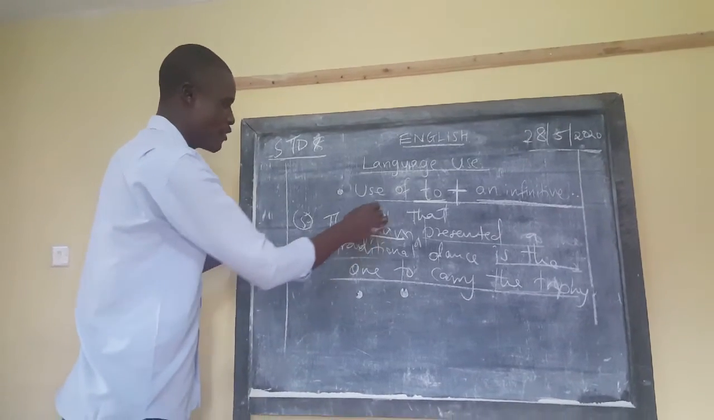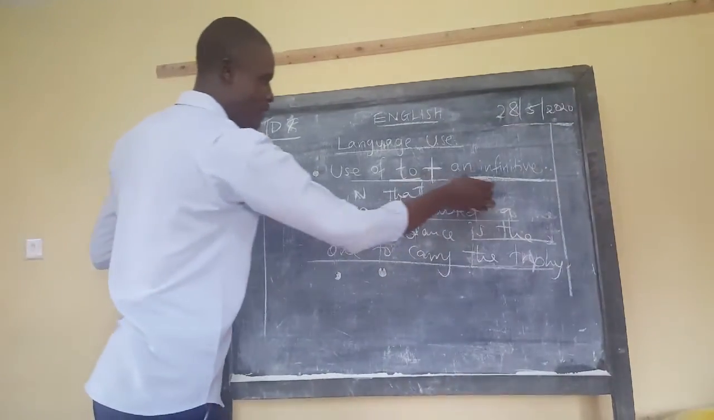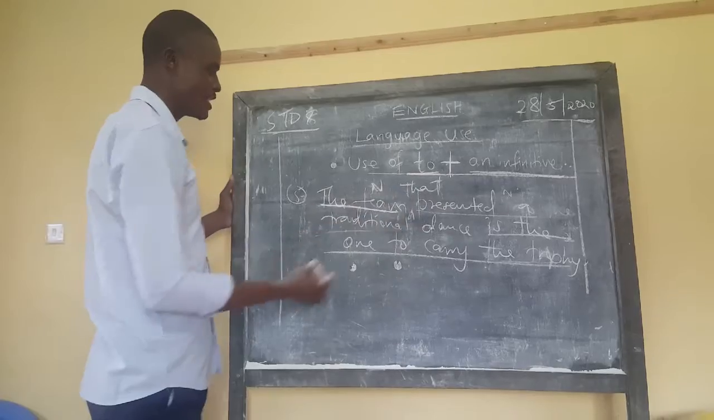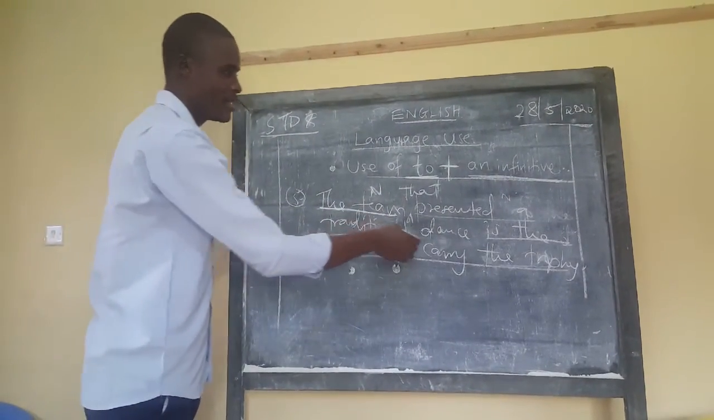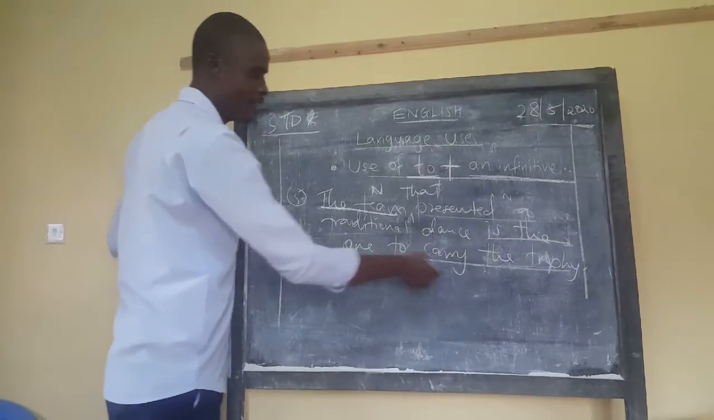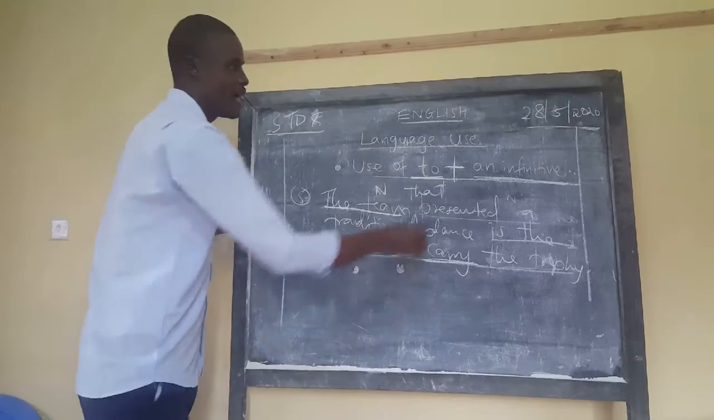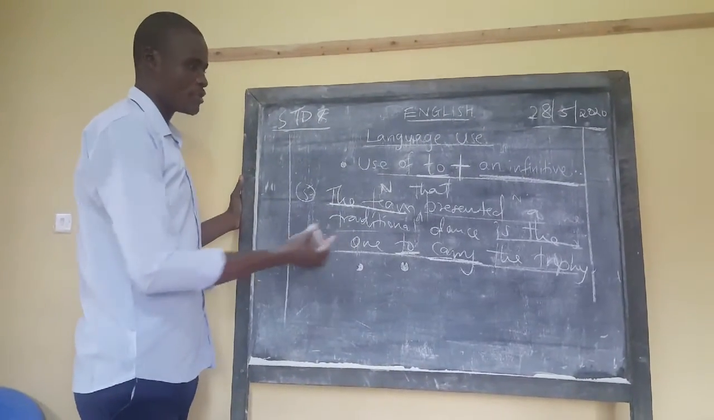So Lana, we just mentioned that we have our noun and we have our nominal group, and then we can continue the sentence to say the team that presented a traditional dance is the one to carry the trophy. So after to, you can see we have our infinitive there. So it becomes very, very okay when you mention such.